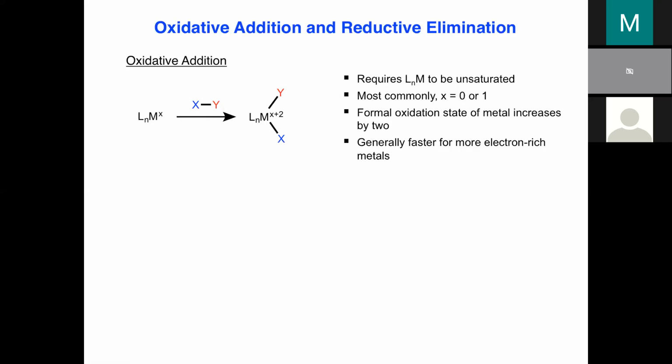This is also going to be a process that is generally more favorable and faster for more electron-rich complexes, because if we already have a metal in a high oxidation state, if it were to undergo oxidative addition, that's going to push it even two oxidation states higher. And so this is generally more relevant for metals that are maybe in the zero or the plus one oxidation state that can easily accommodate an increase by two units in their formal oxidation states.